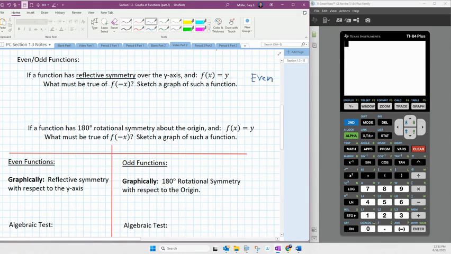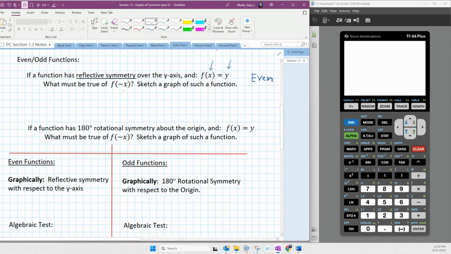So let's see what else we have here. If it has reflective symmetry over the y-axis, and I don't know about the word "and" there, but what were we saying here? We're saying that if f of x, in other words, I plug in some x value, it's going to return a y value. So what must be true of f of negative x?